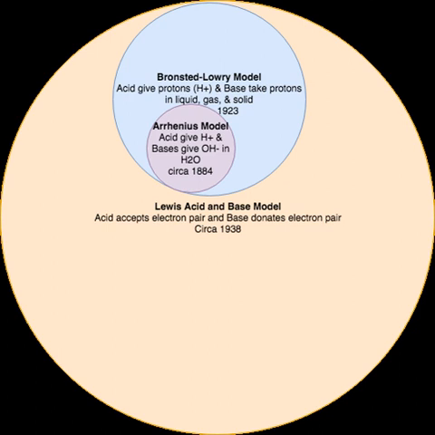Topic: Lewis definition. The hydrogen requirement of Arrhenius and Brønsted-Lowry was removed by the Lewis definition of acid-base reactions, devised by Gilbert N. Lewis in 1923, in the same year as Brønsted-Lowry, but it was not elaborated by him until 1938.